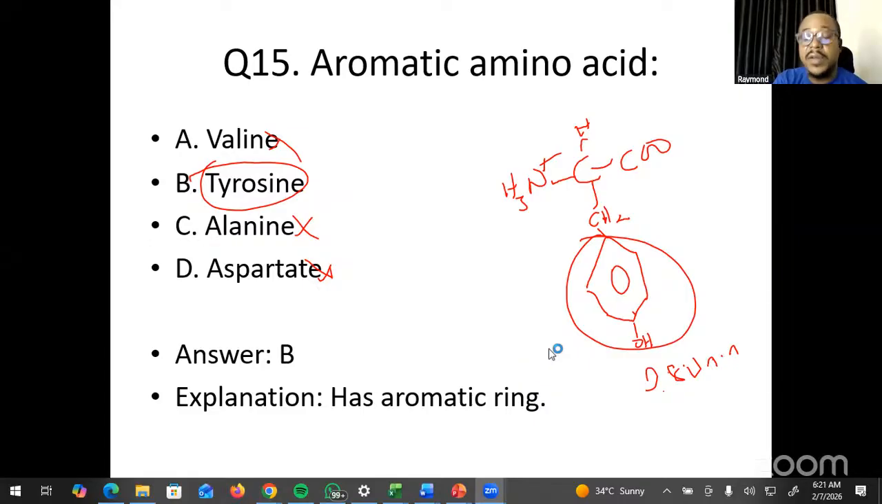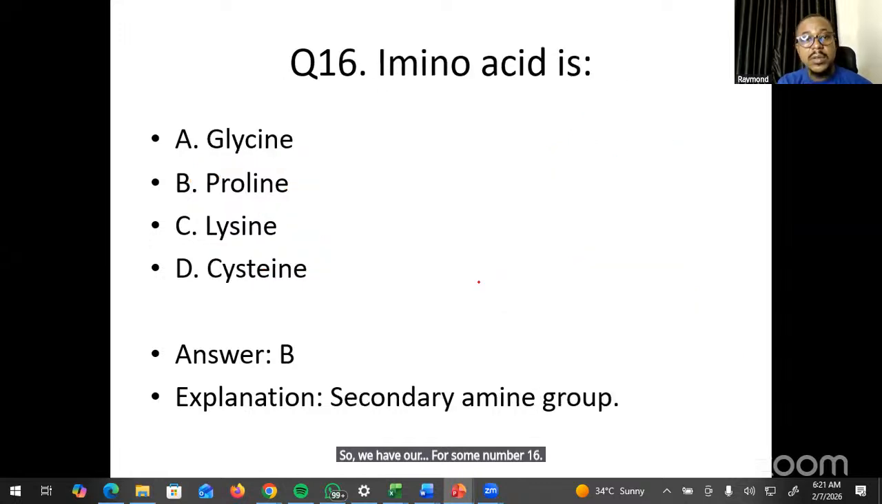So we have question number 16. An amino acid is dash. So there's an amino acid that's called an imino acid. Why is it called an imino acid? Because the amino group is a secondary amino group.